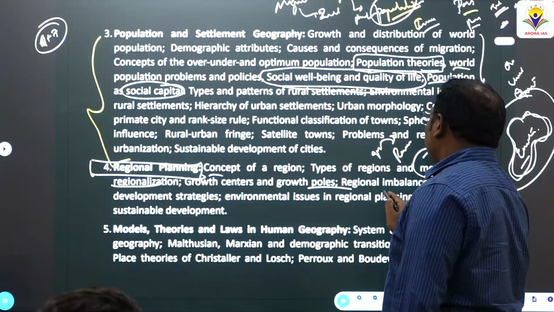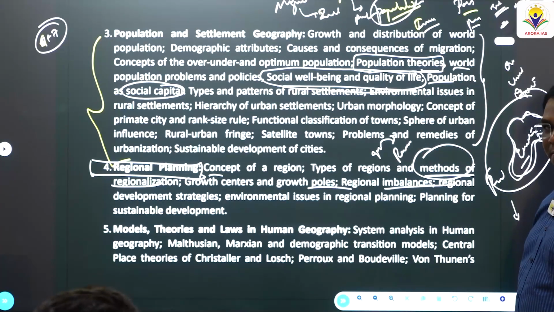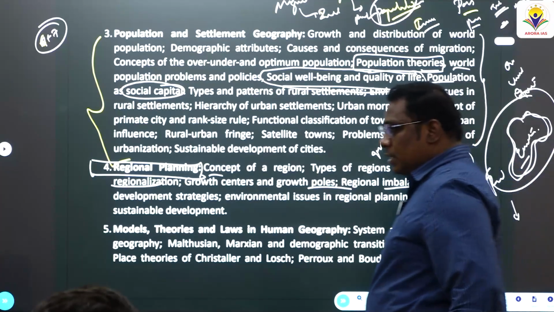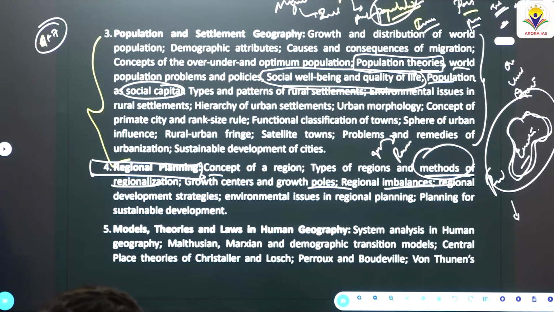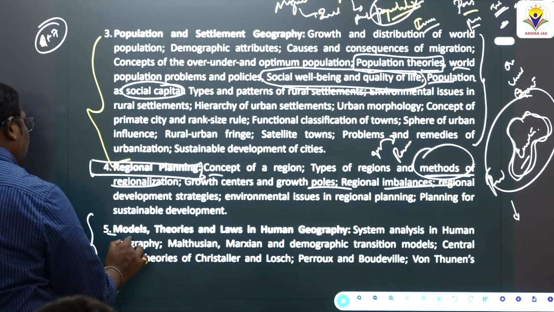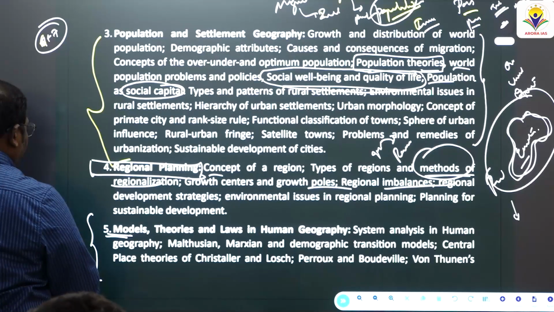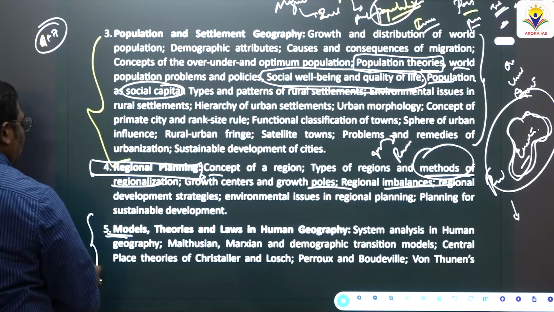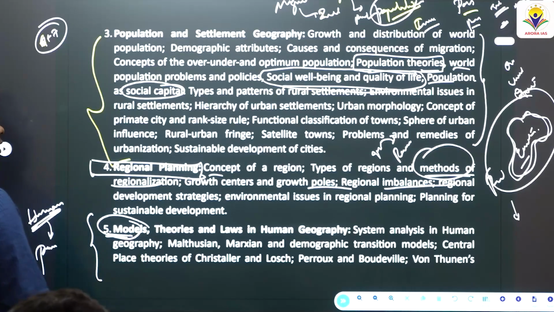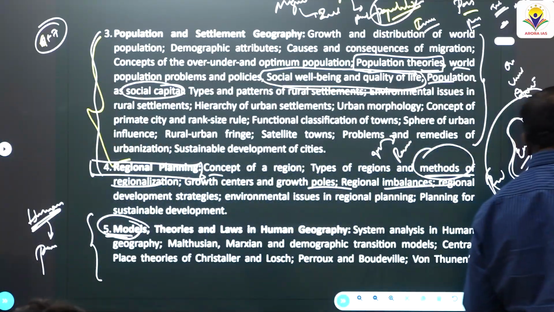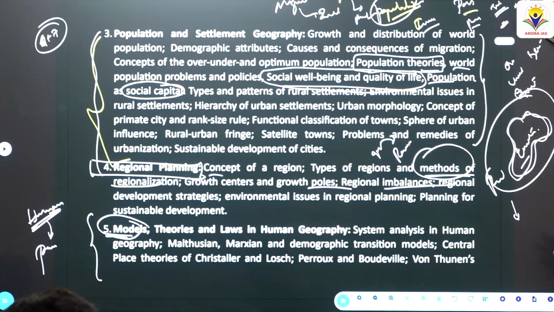Growth centers, growth problems, regional imbalances between the regions within the country, between the regions within Asia, between the regions of different continents, Asia, Africa, Europe, and models and theories. Actually, this is the first topic we need to study when we start human geography. First we study perspectives of human geography, then the models and theories of human geography, then we can understand these three areas: population distribution, regional planning and all. This is section B.